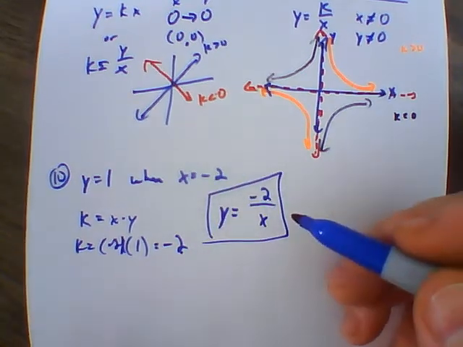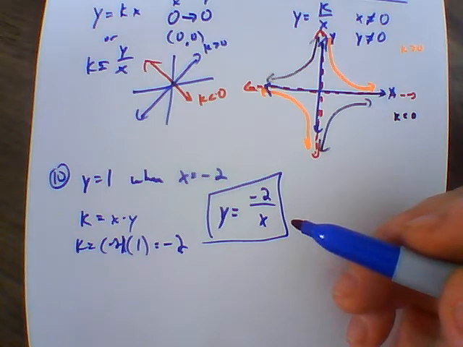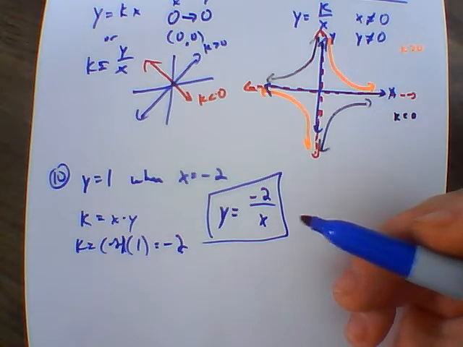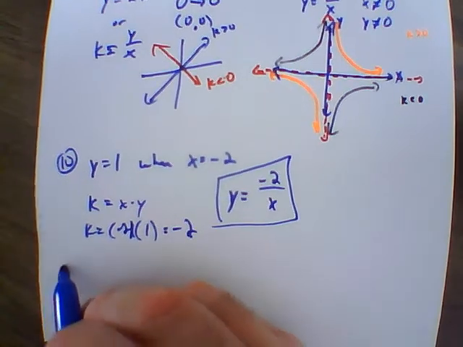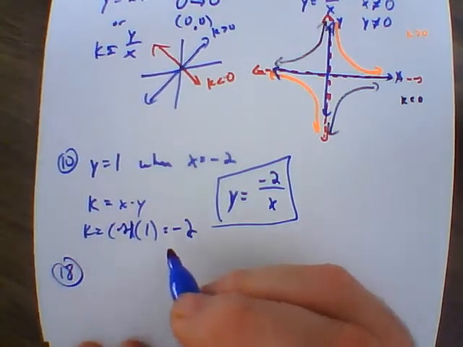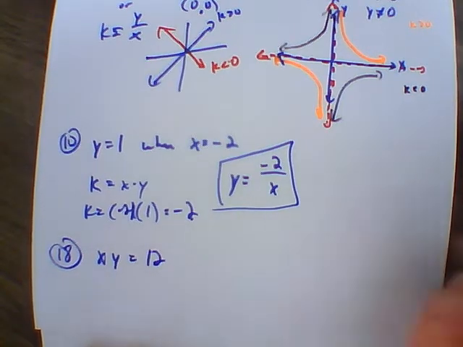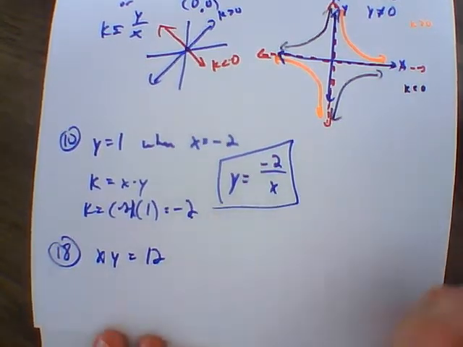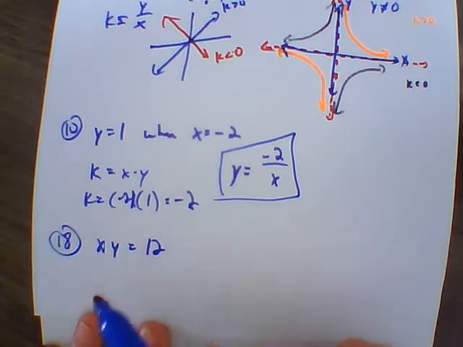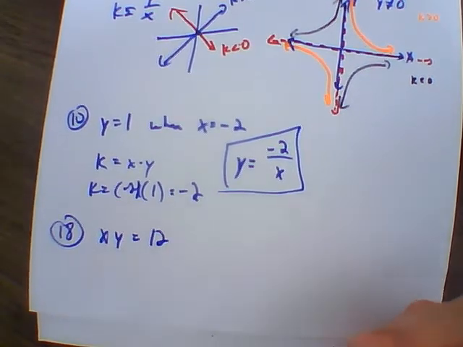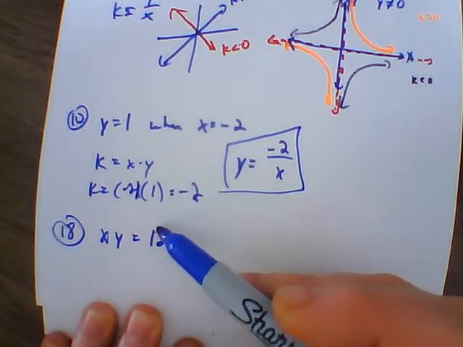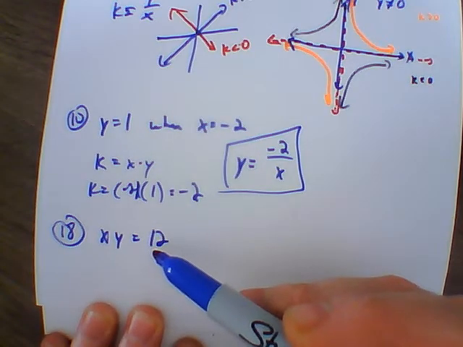And this would be our equation that we could write for this problem as we're looking at it. Looking at number 18. Okay, so number 18, they give us xy equals 12. As we're considering this problem, it tells us to graph it. Here we're talking k, so k is greater than 0.